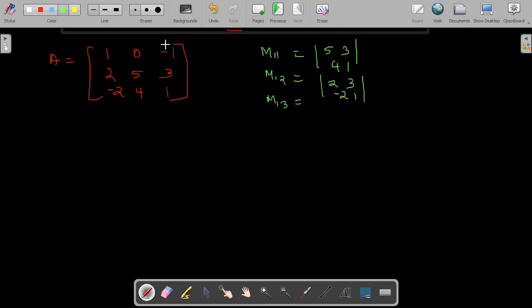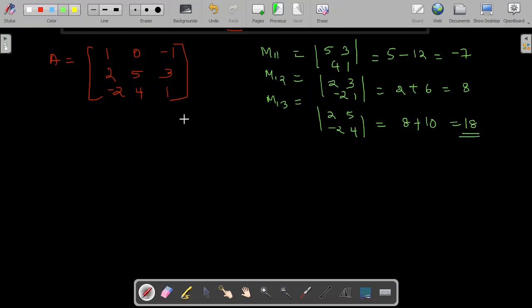Then delete first row, third column. That gives M13, first row and third column. So 2, 5, minus 2, 4. Now evaluate these determinants. That is 5 minus 12, which is minus 7. Then 2 minus of minus 6, that is 8. Then 8 plus 10, that is 18. So these are the minors.